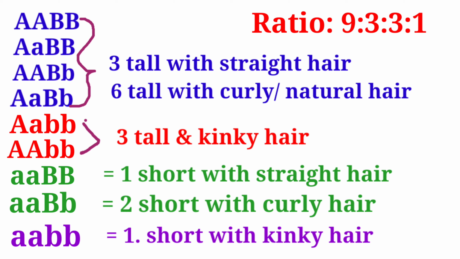So this means that 9 of the children are tall. 3 of these are having straight hair, and 6 of these are having curly hair. And then another 3 of the children are tall but having kinky hair. Then another 3 of the children are short. 1 of these is having straight hair, and 2 of these are having curly hair. And 1 is short with kinky hair.